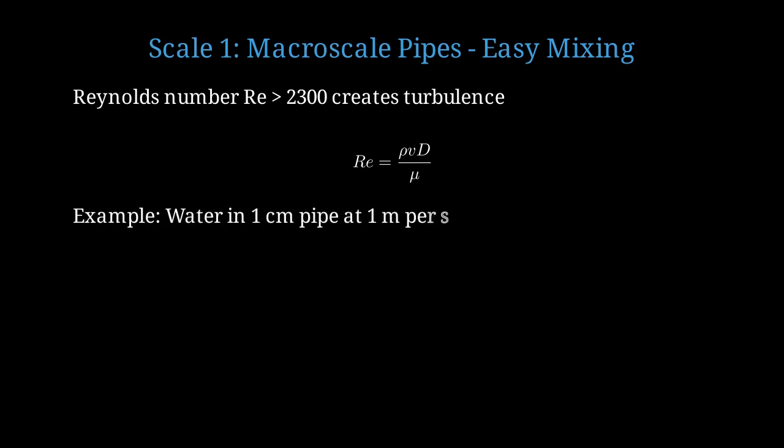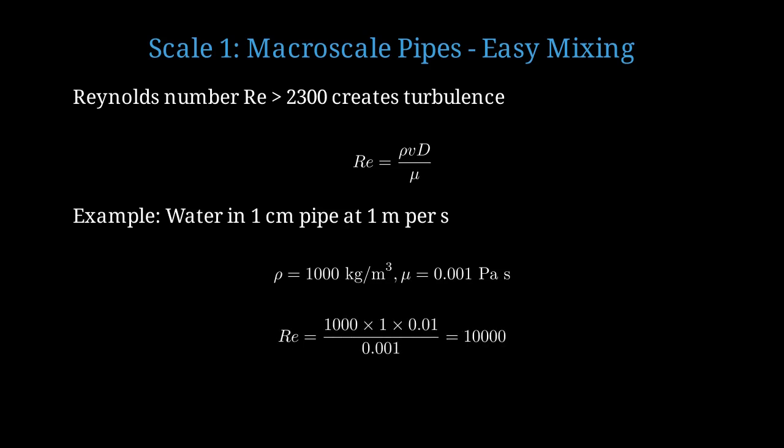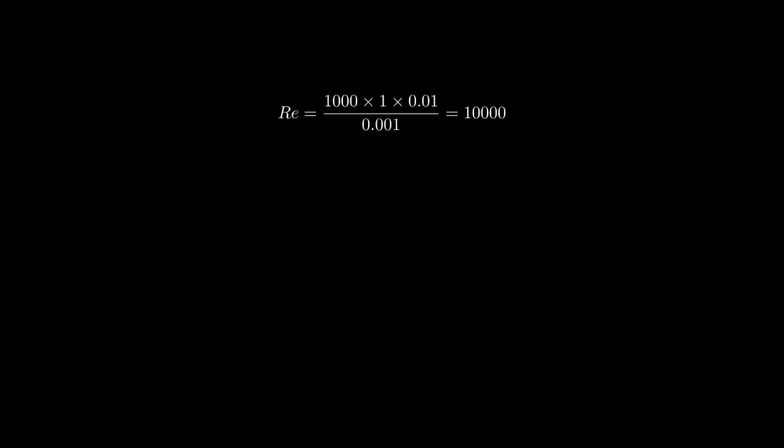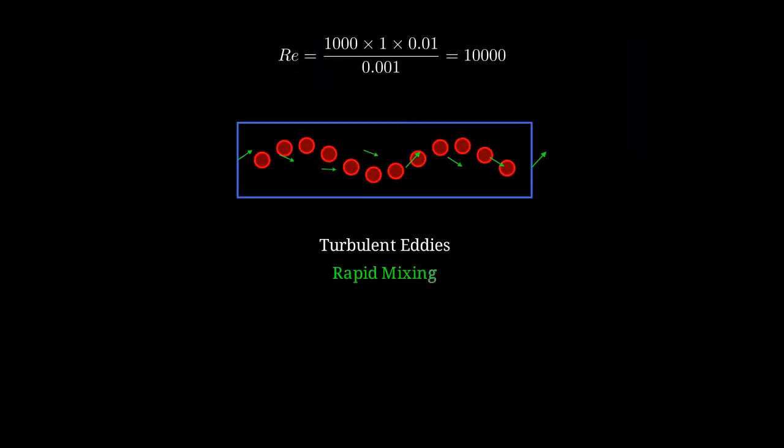Let's calculate a numerical example. Consider water flowing in a 1 centimeter diameter pipe at 1 meter per second. Water has a density of 1,000 kilograms per cubic meter and a viscosity of 0.001 Pascal seconds. Plugging in the numbers, we get a Reynolds number of 10,000. This is highly turbulent flow, which means excellent mixing. In turbulent flow, chaotic eddies of various sizes stretch and fold fluid elements. This creates rapid mixing across the pipe cross-section.